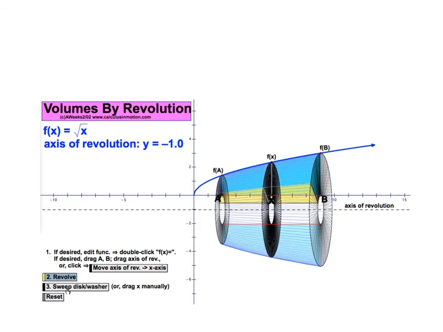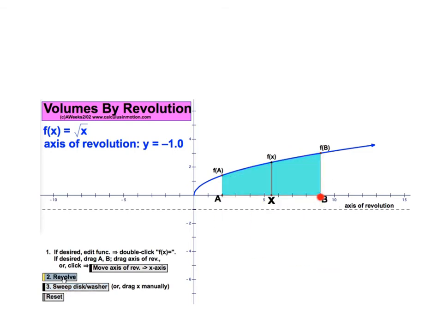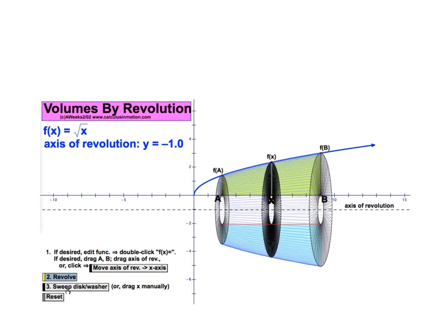Now the trick with these is that you have to identify whether or not your axis of revolution touches your shaded region. If it touches the whole way across, you use the disk method, but if it doesn't touch, then you have to use the washer method. So let's go ahead and set up a definite integral here to show what we're doing.